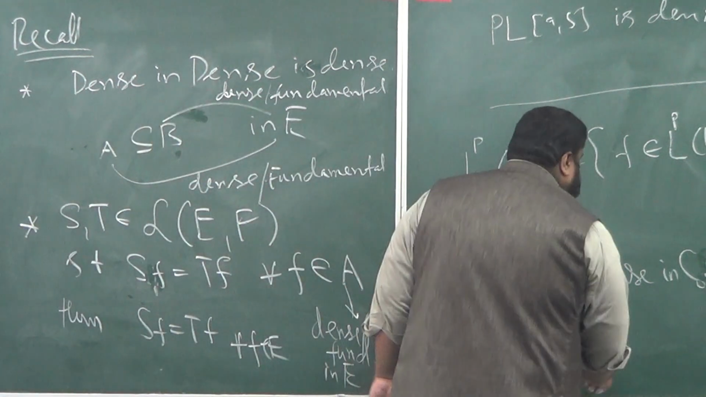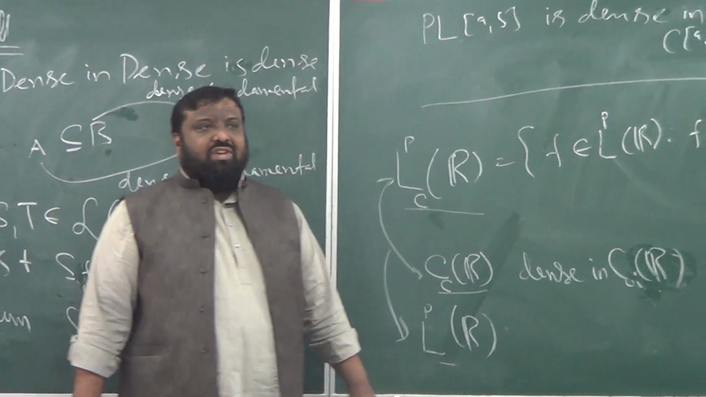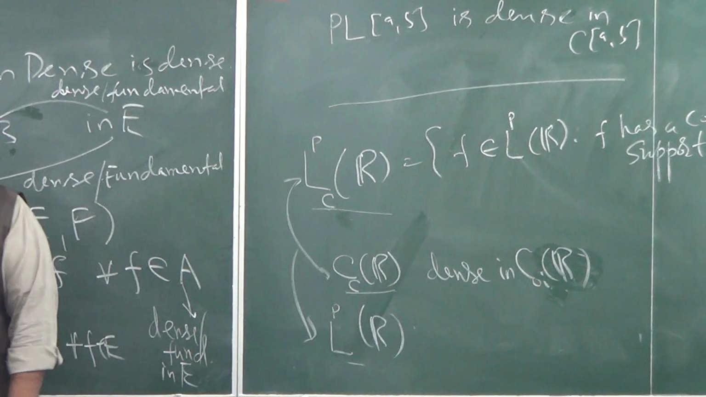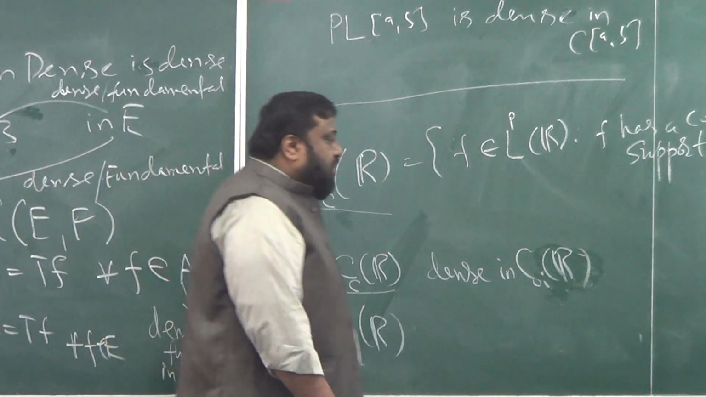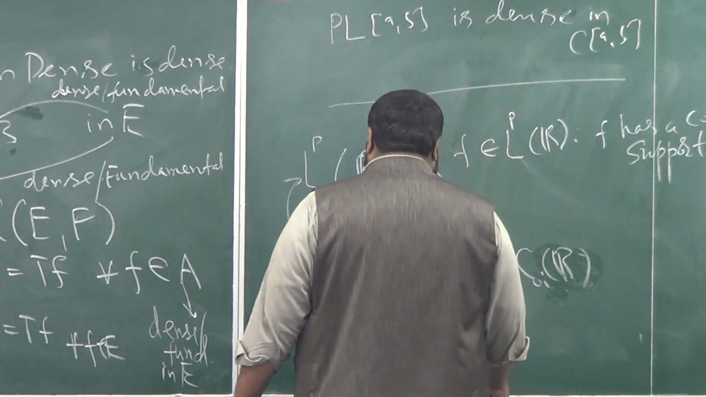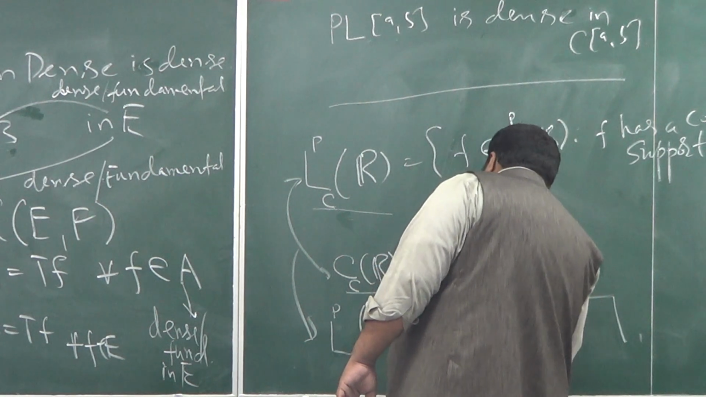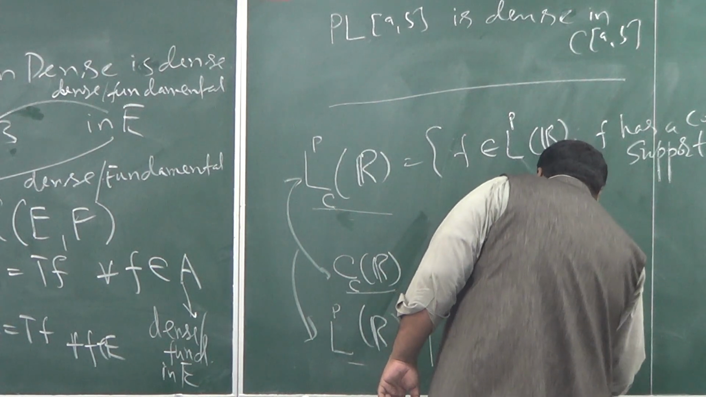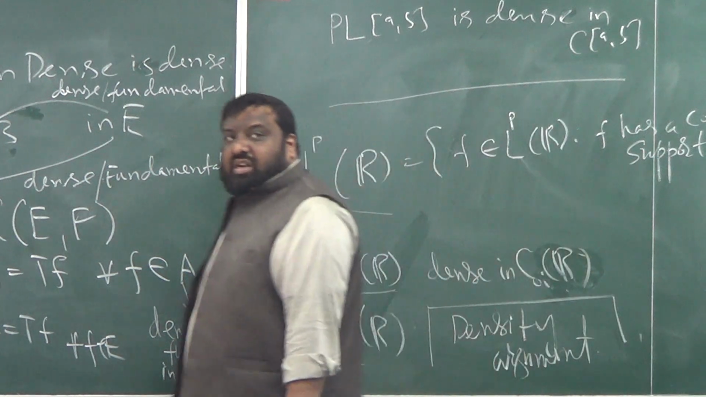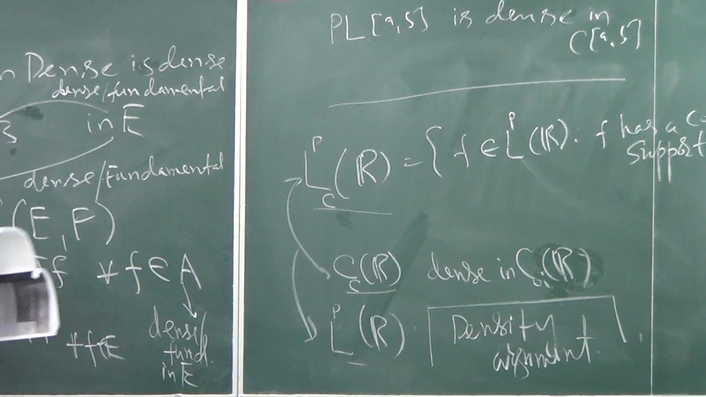So in other words, if you want to do something on the whole space, there is no need to do it on the whole space, just do it on a fundamental or dense subset. And that thing can be also true on the whole space. So this line of argument is called the density argument. We'll prove some of the things through the density argument as well.